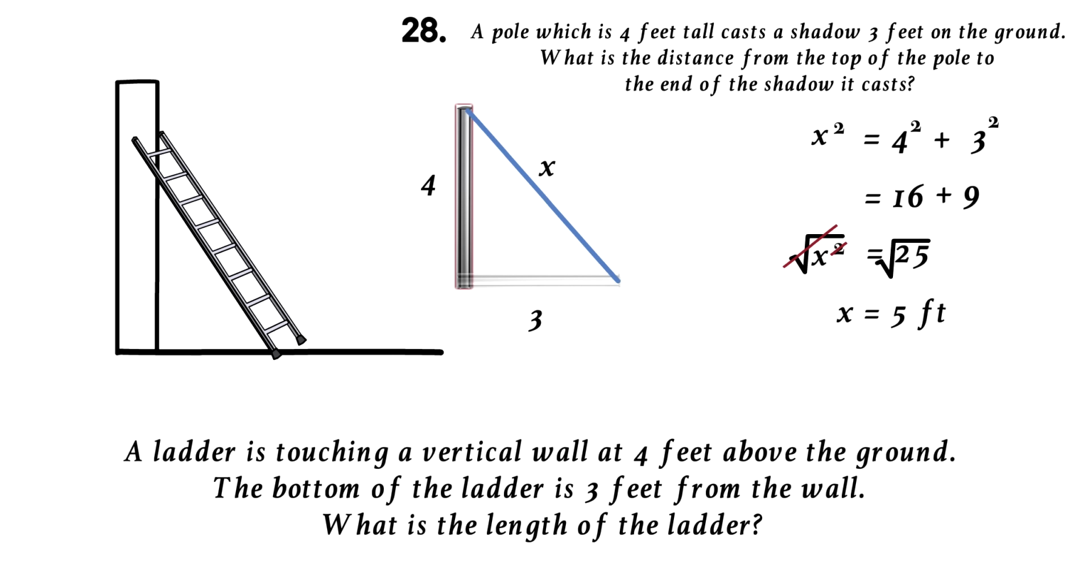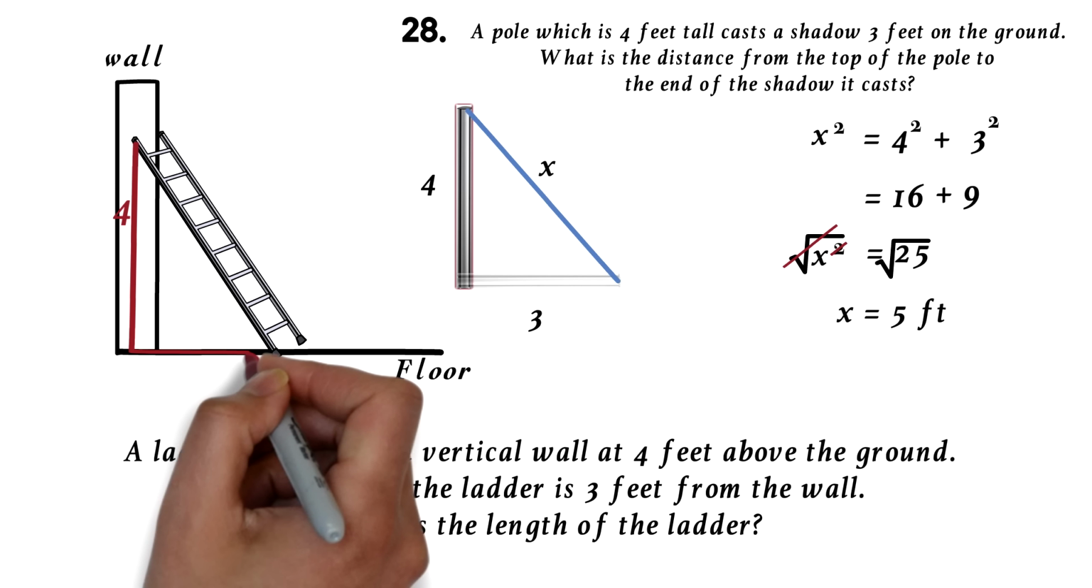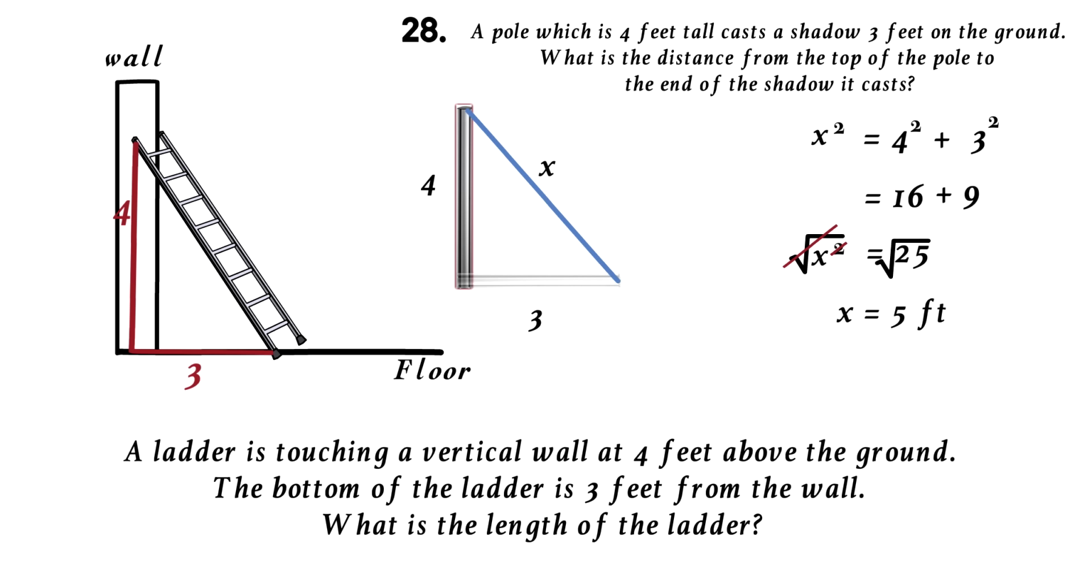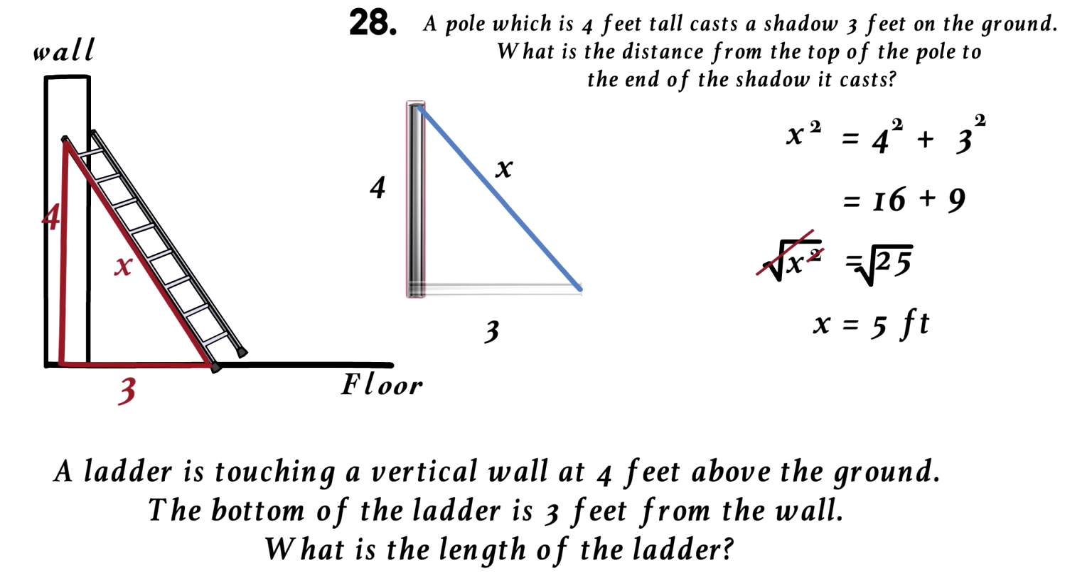The diagram is obviously not accurate. This is the wall, and this is the floor. The ladder is 4 feet on the wall and is 3 feet on the ground. You can see that the ladder, x, forms a right triangle with the wall and the floor. We can therefore use the same method to find the length of the ladder.